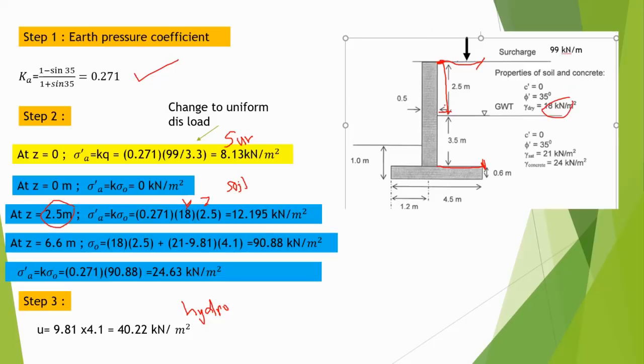Settle. And then bila angle tak sama, buat dua kali. Bila angle dua-dua layer sama, so buat sekali sahaja. Okay. So this angle is the same. So kita boleh continue. Okay. So kita buat yang ke bawah, ke semua pula. Dari atas sampai bawah. Kena campur semua. Dari atas sampai bawah. So 2.5 tambah dengan 3.5 tambah dengan 0.6. So dapat 6.6. Di atas sampai bawah, kita kira dia punya sigma naught, dia punya vertical effective stress.